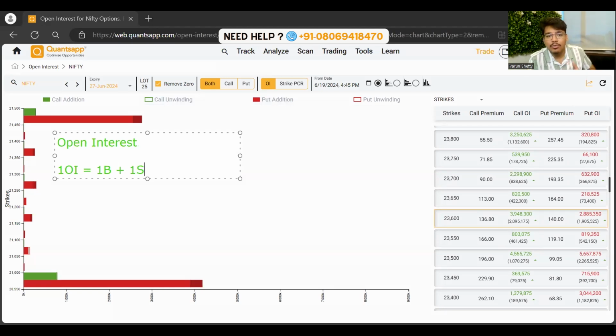Okay, open interest is nothing but one buyer and one seller. So this is nothing but open interest. All right, how do you further classify this?